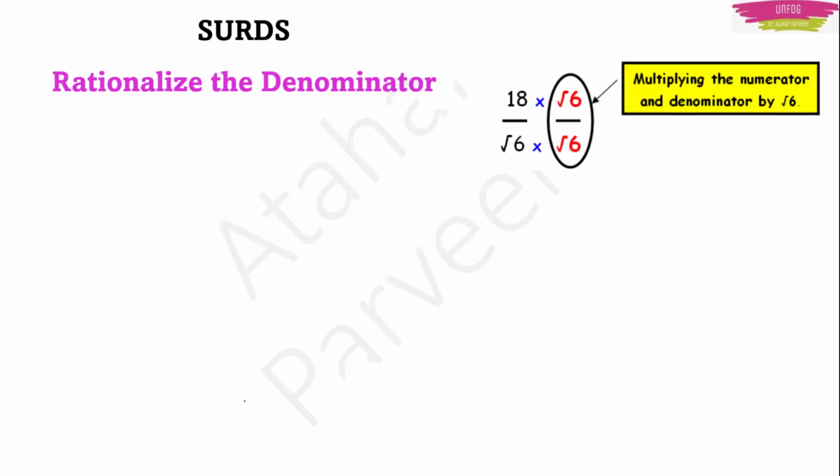Now coming to the next rule. The next rule is known as rationalizing the denominator of SURDS. Basically, our aim is to make the numbers rational, because SURDS are irrational numbers.